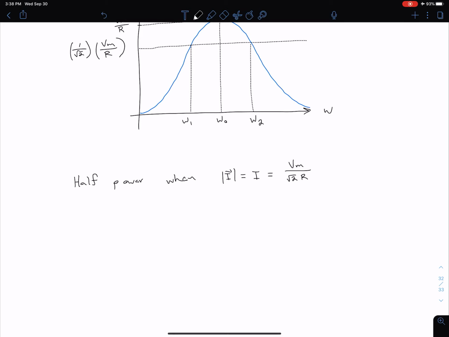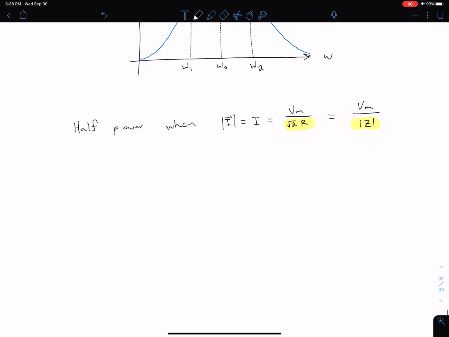And so we can note in general that our current magnitude is Vm times the magnitude of our equivalent impedance. So essentially what we can do is equate our equivalent impedance to this root 2R in order to solve for values of these two frequencies, omega 1 and omega 2. So let's do that. So previously we had said that our equivalent impedance can be written as square root of R squared plus the quantity of omega L minus 1 over omega C squared. And we're saying that is equal to square root of 2 times R for this half power case.